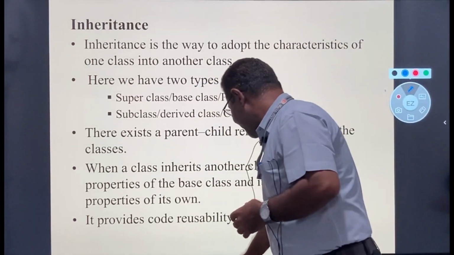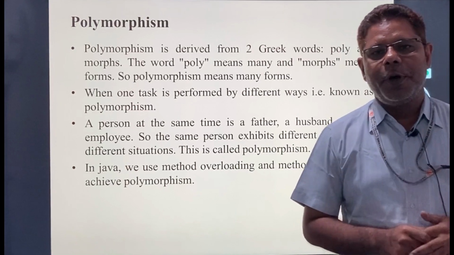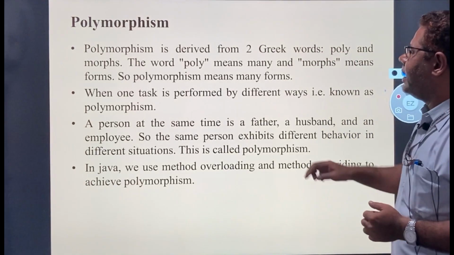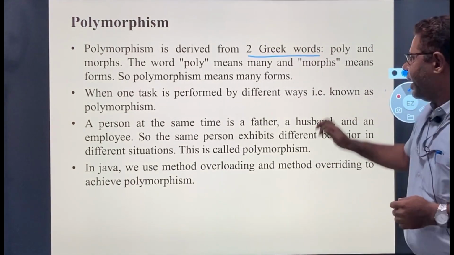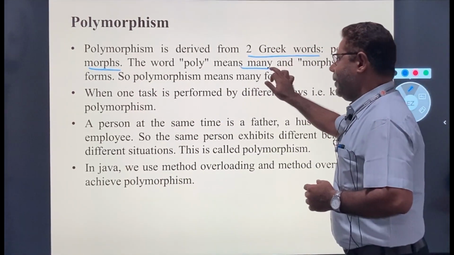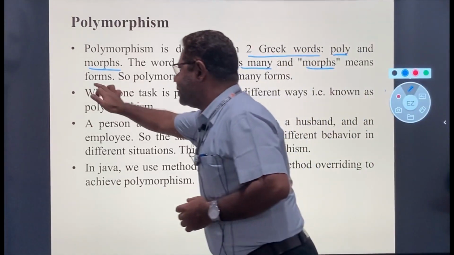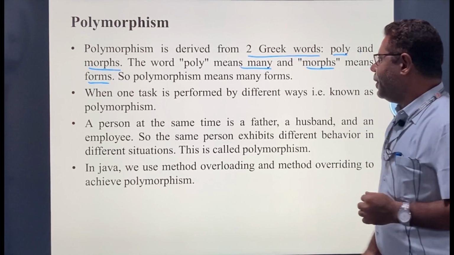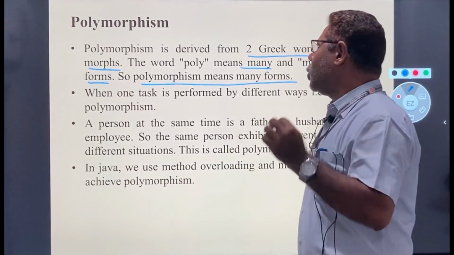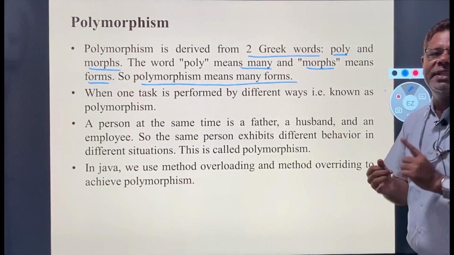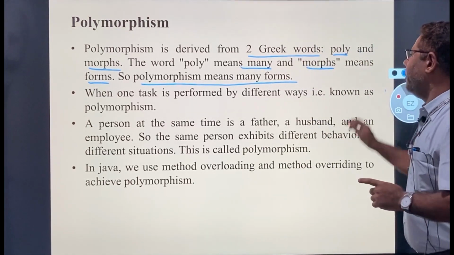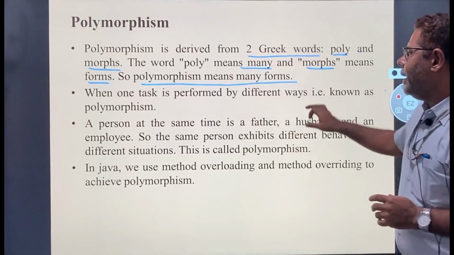Next, the last property of object oriented programming is polymorphism. So what is polymorphism? Polymorphism is derived from two Greek words: poly and morphs. Poly specifies many and morphs means forms. That means polymorphism means many forms.